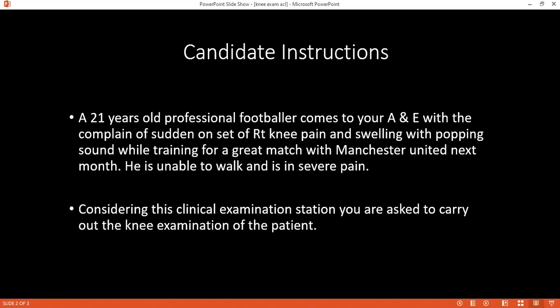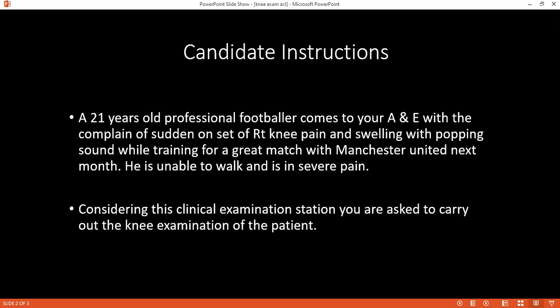Then I'll ask the patient to lie down. The patient has an antalgic gait. Now you go on with palpation. The patient has an antalgic gait because he must be in severe pain.